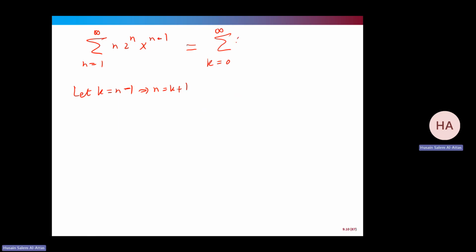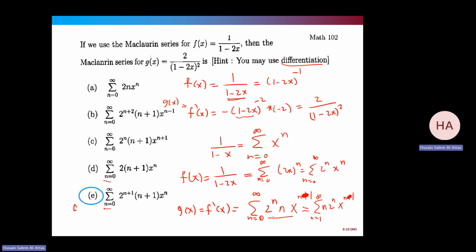I have k plus 1, 2 to the power k plus 1, x to the power k. Make it k or n, who cares? I can call this k, n, or any other variable. n equals 0, not the same n, but it's okay. That will be n plus 1, 2 to the power n plus 1, x to the power n. And that will be my answer.